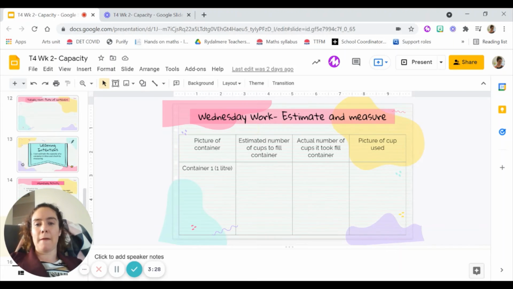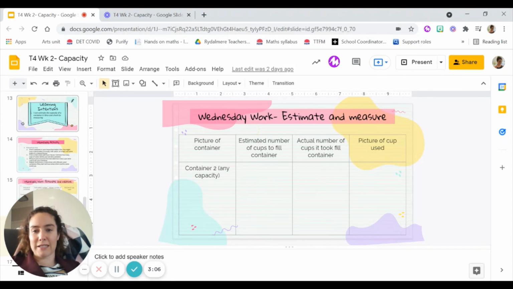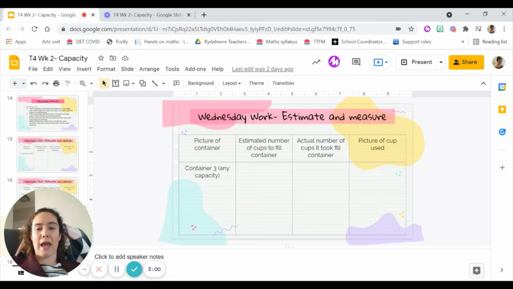They don't all have to be 1 litre and the same, but use the same sized cup to help you with your estimating. So on this one here, you can put a picture into the table of your 1 litre container. You need to write the number for your estimated number of cups to fill the container, and then write the number that it actually took to fill the container, and a picture of your cup would be great to see as well. And we have a few more slides here with the same thing. So container 2, if you could put your picture there and fill in the rest of the table. And container 3, if you could put in your picture there.